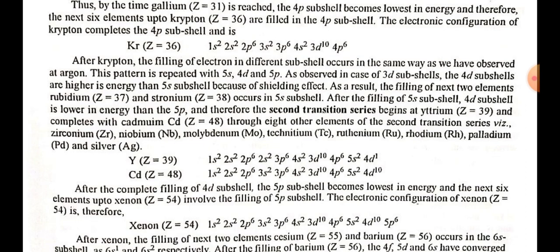This pattern is repeated with 5s, 4d, and 5p. As observed in the case of 3d subshells, the 4d subshells are higher in energy than 5s because of the shielding effect. As a result, the filling of the next two elements, rubidium and strontium, occurs in 5s.